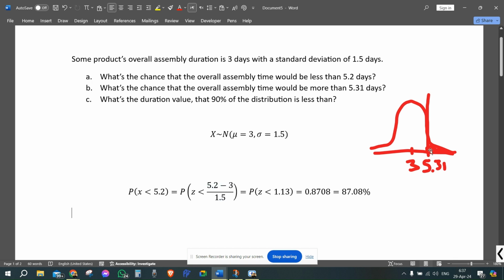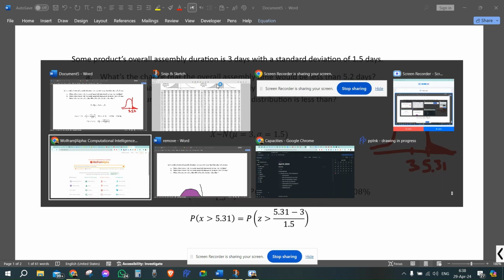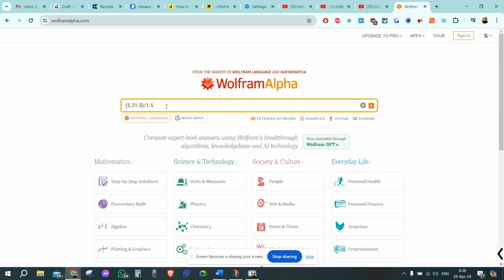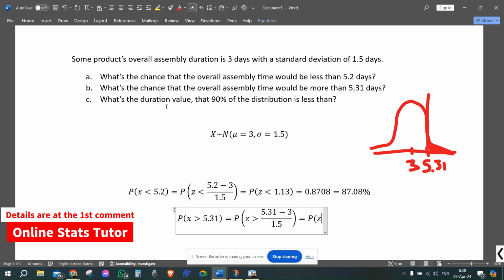So this is how we're going to do this. We're going to do basically the same thing. We're going to say that we're looking for the probability to be greater than 5.31, which is the probability of the z-score to be greater than (5.31 minus 3) over 1.5. And we're going to grab that expression, and we're going to go here. And we can see that we're looking for 1.54. So we're looking for the probability of z to be greater than 1.54.